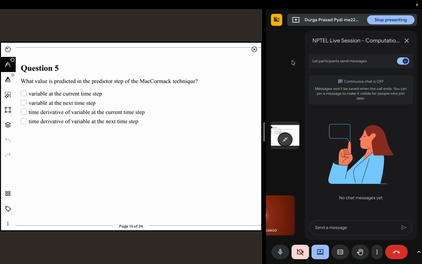So it is not at the current time step, but it is at the next time step. And we are only calculating the phi star value. So we start from phi n and we go to phi star, and from phi star we'll go to phi n plus 1. So this is calculated as if it is at the next time step. So we are not actually calculating the time derivative, we are calculating directly the variable value. I think this is straightforward from the equation.